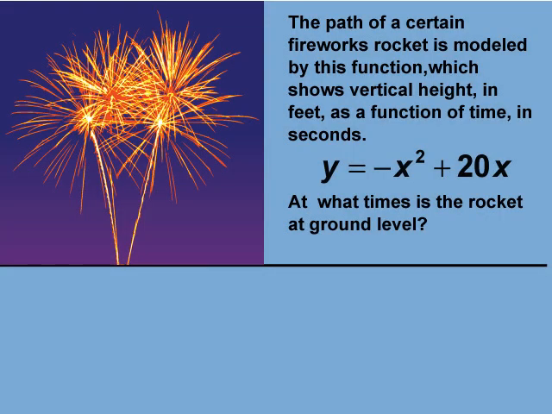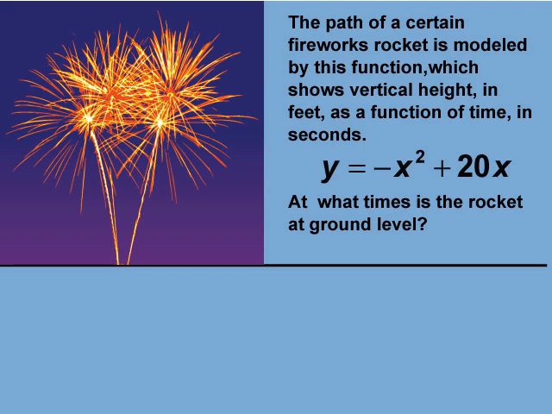The path of a certain fireworks rocket is modeled by this function, which shows vertical height in feet as a function of time in seconds. Y equals negative x squared plus 20x. At what times is the rocket at ground level?